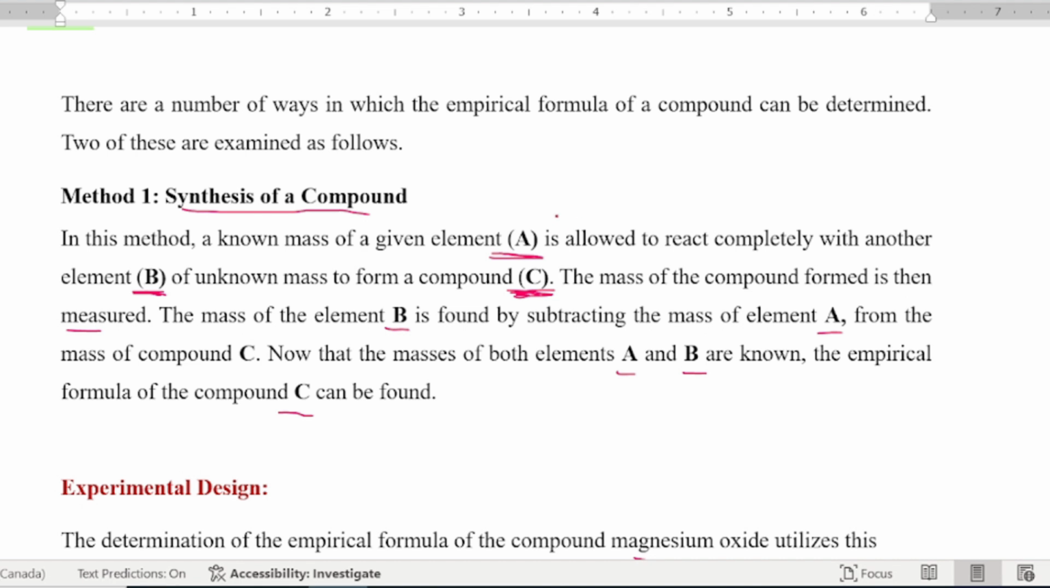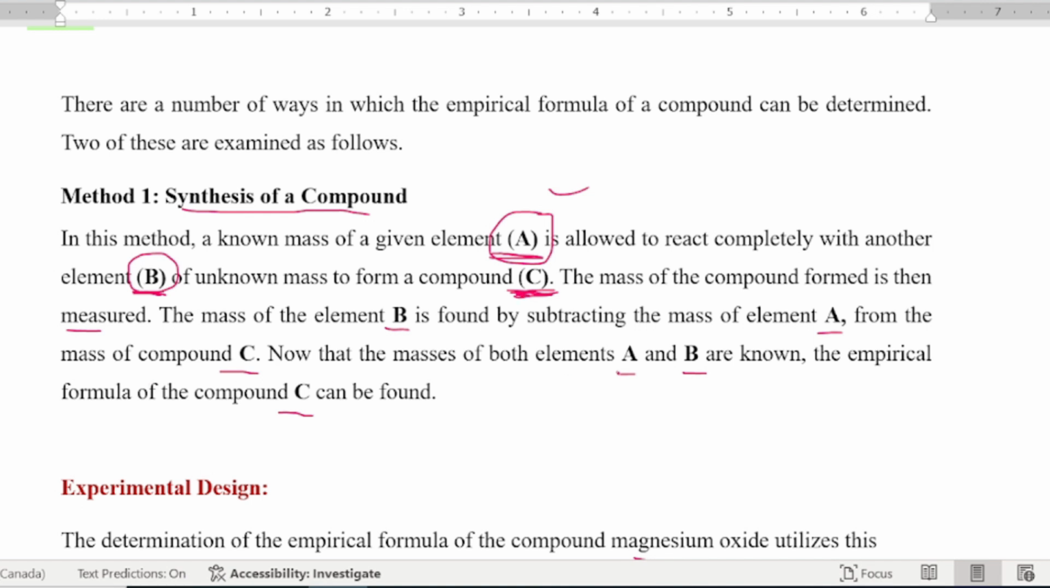So you react this, you know the mass of this. You react it with this guy here, and then you form a compound C, and then you find the mass of C. The mass of the element B is then found by subtracting the mass of element A from the mass of the compound formed, C. If you know the mass of A, and you know the mass of the compound formed, you can know what is the mass of this guy here, because the addition of A to B gives what C is.